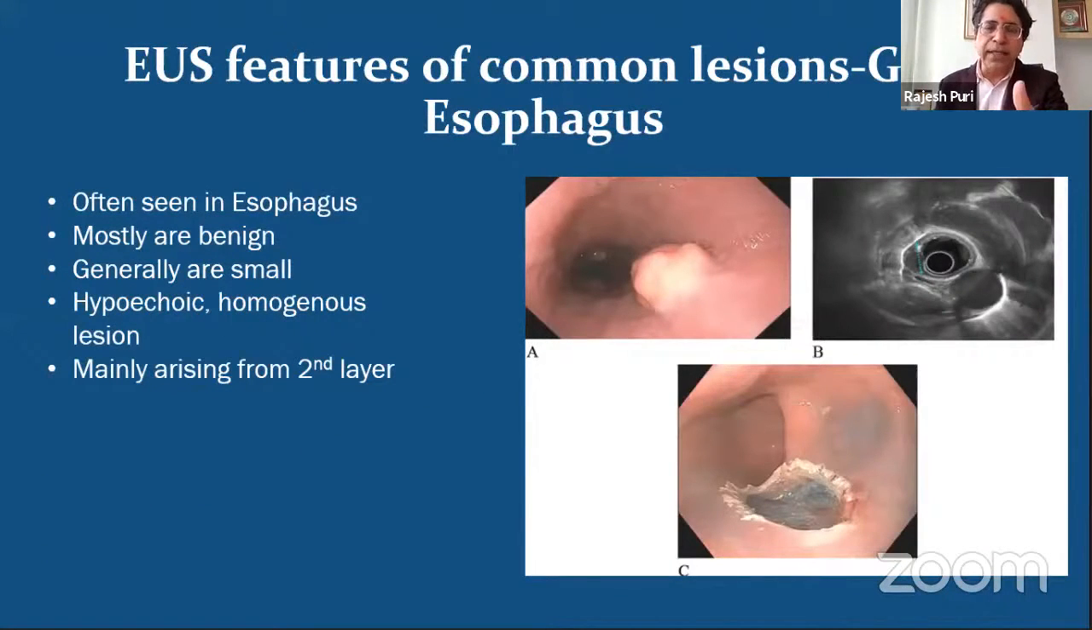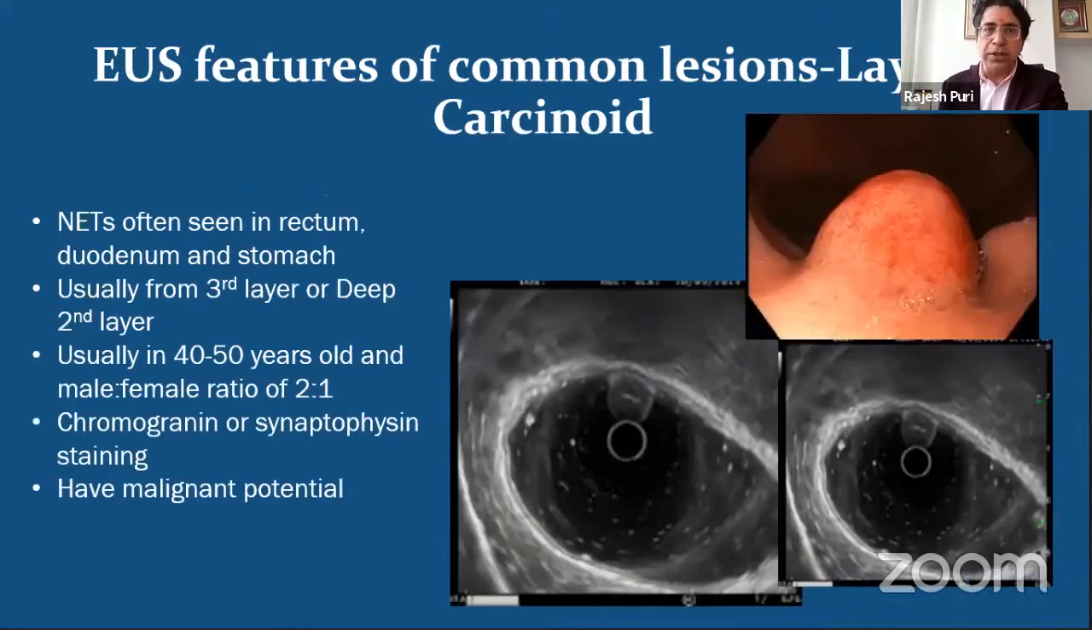Similarly, if you find some lesion like this, which is tooth-like in appearance in the esophagus, that is called a granular cell tumor. Often they are mostly limited to the esophagus. They are generally small and they are hypoechoic, homogeneous, and originate from the second layer. Again, they are benign. The risk of malignancy is very low. You may not require to follow up these patients.